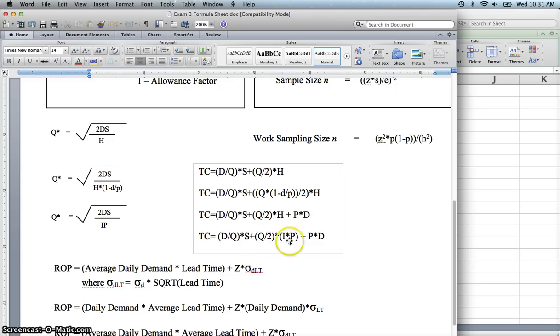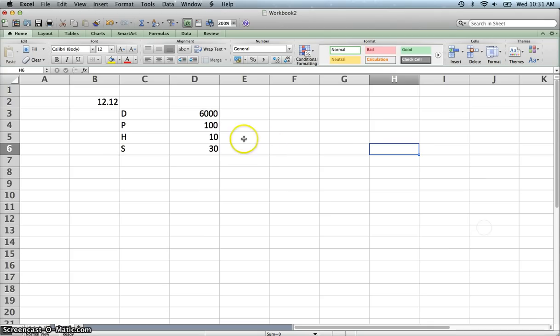And so instead of just having a constant holding cost, we would take that rate times the price, and that would then be our holding cost for H. And so you have all those variations here. So let's go back and do economic order quantity.